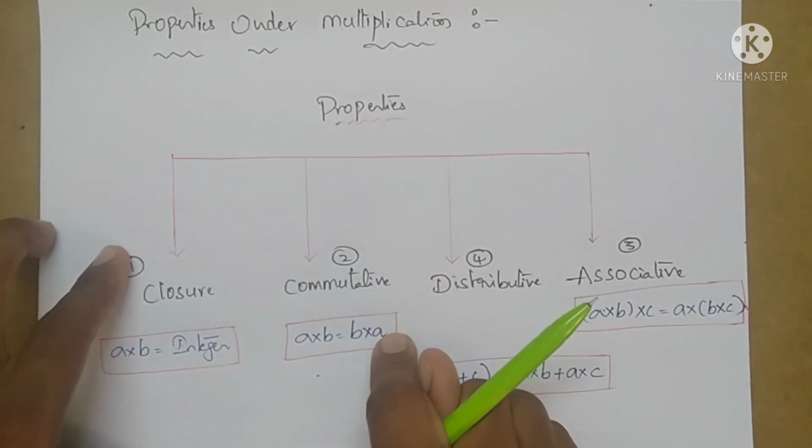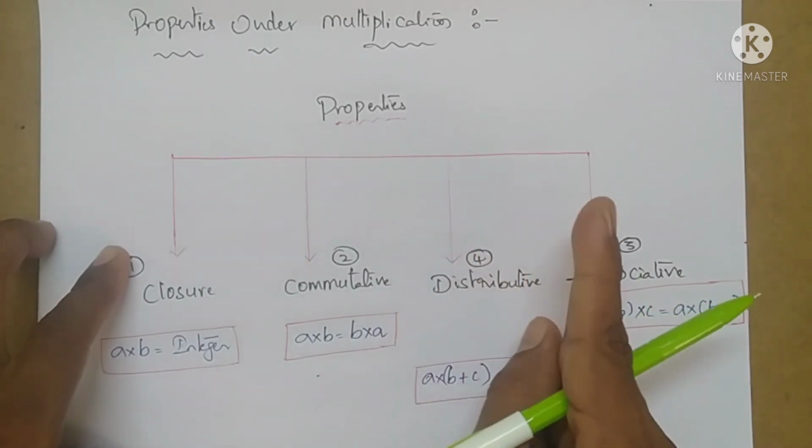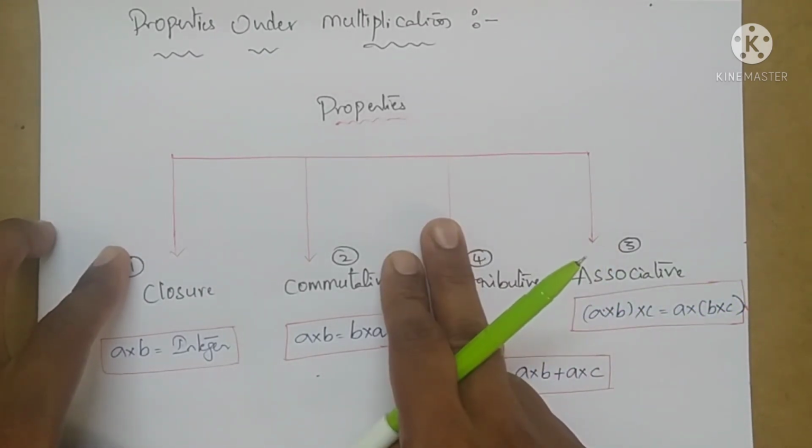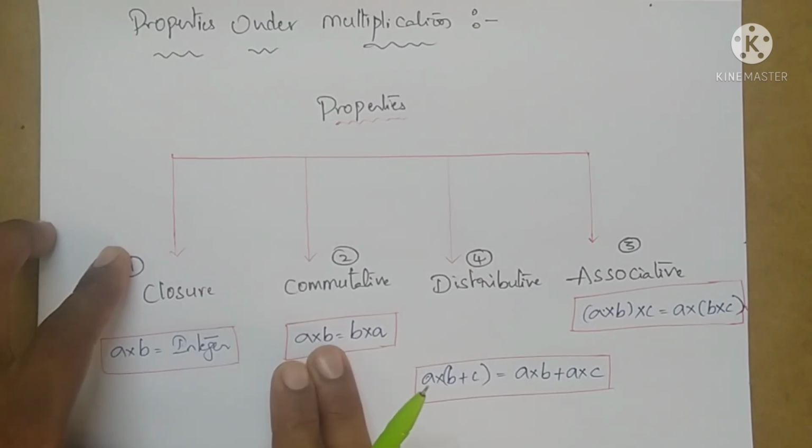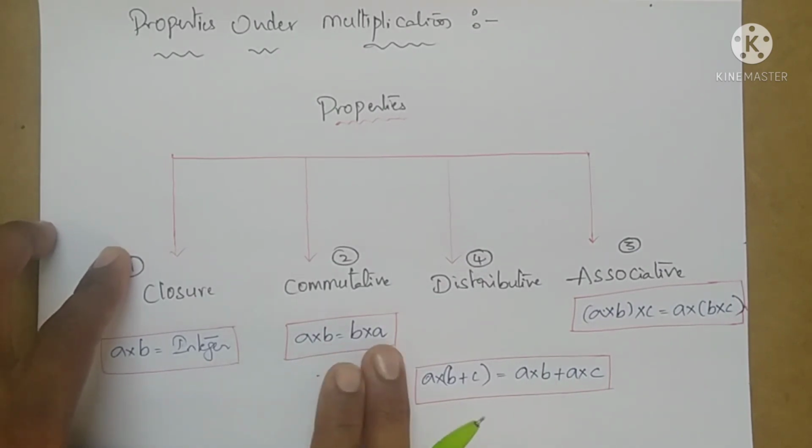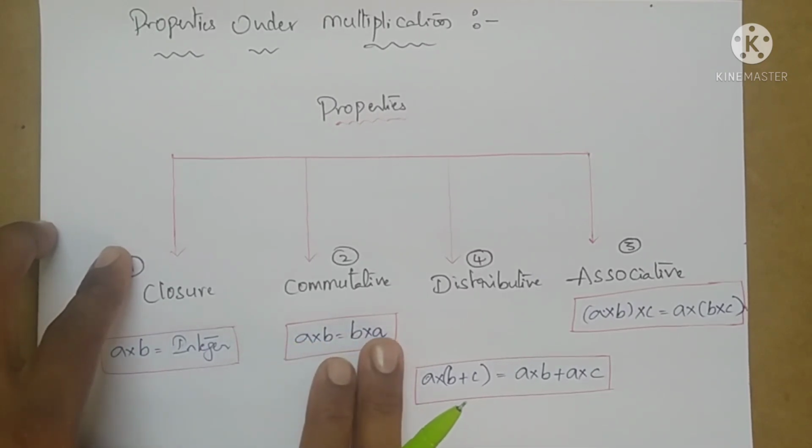Next one, the commutative property. For any two integers a and b, the multiplication of a and b is equal to b and a. So here the first integer goes to the second place, and the second one goes to the first place, right?